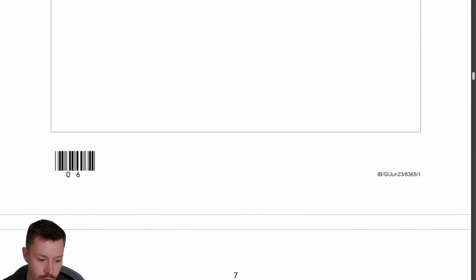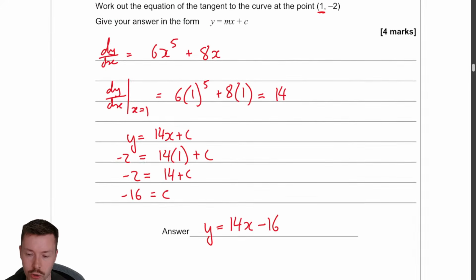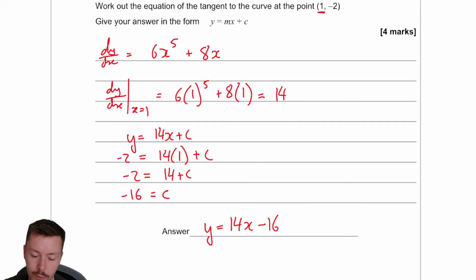Does it not say tangent? Yes, so tangent is just the straight line. Okay, so it's just the straight line at the point on that curve. So that is a straight line at the point with that gradient on the curve and the y-intercept. So it is just that.